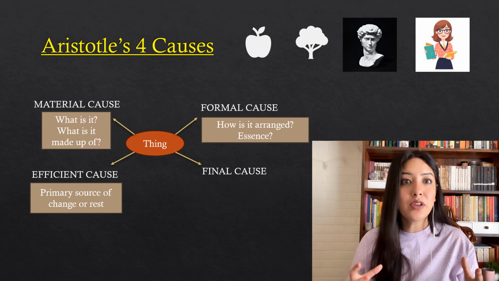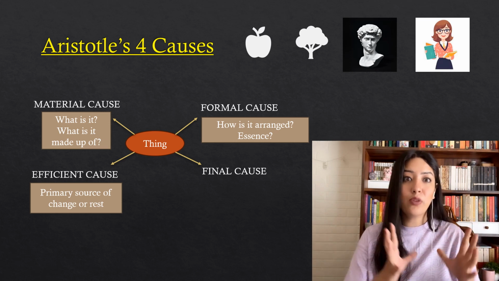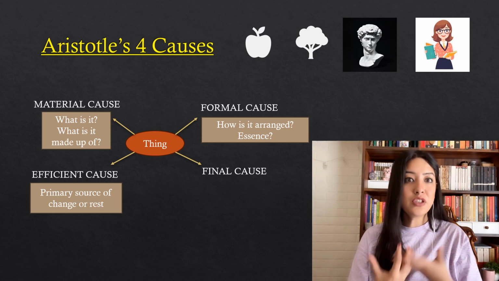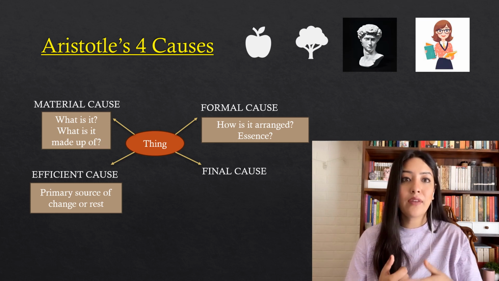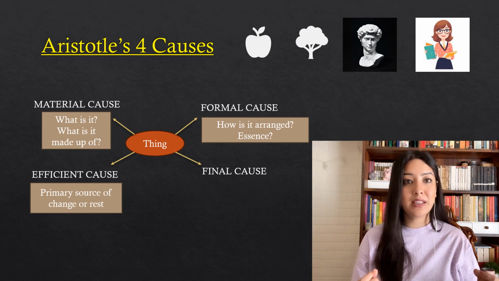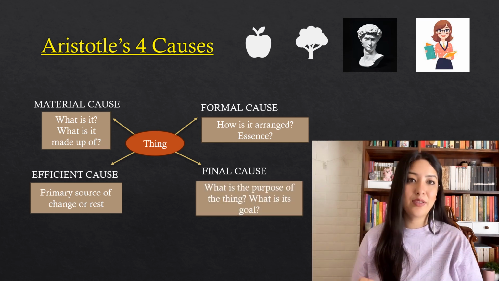You have the material cause. What is it made up of? Then you have formal cause. How is this thing arranged? What is its form? And then you have the efficient cause, that, how did it come into being? And then you have the final cause. What is its purpose? If you understand these four causes, you will understand the thing itself. You would have understood the substance itself.